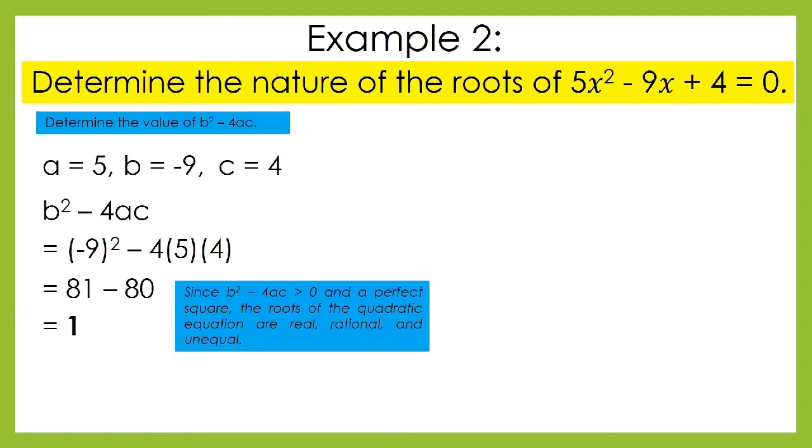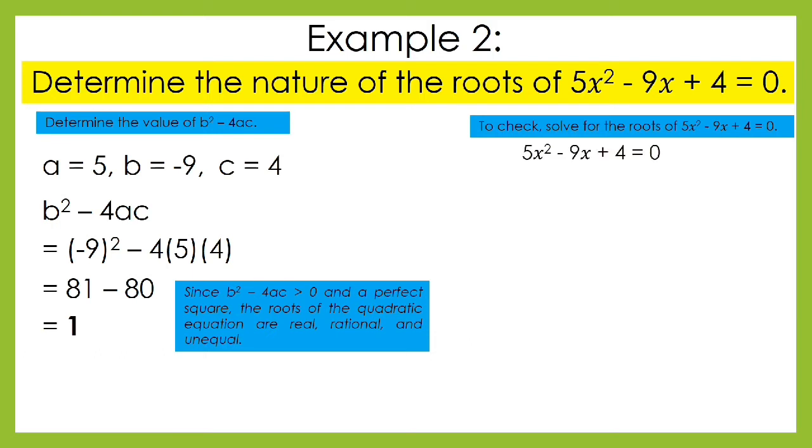To check, let's solve for the roots of 5x squared minus 9x plus 4 equals 0. Let's solve by factoring method. We factor 5x squared minus 9x plus 4. The factors are 5x minus 4 and x minus 1. Yung 5x and x ay factors ng 5x squared. Negative 4 and negative 1 are factors of 4.